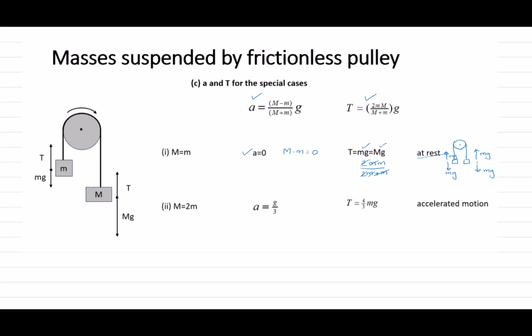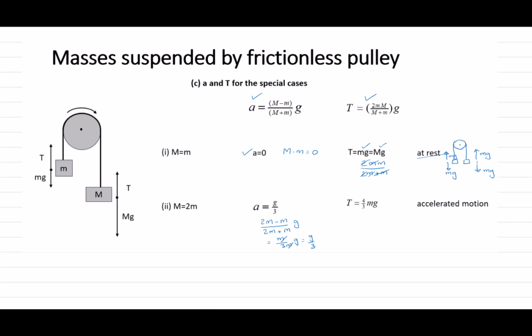Now let's see what happens for case 2, where the bigger mass is twice the smaller mass. If we put in the values in the formula, we get for acceleration (2m minus m) over (2m plus m) times g, which is equal to m over 3m times g, and this m in the numerator and denominator will cancel, which will be equal to g over 3.